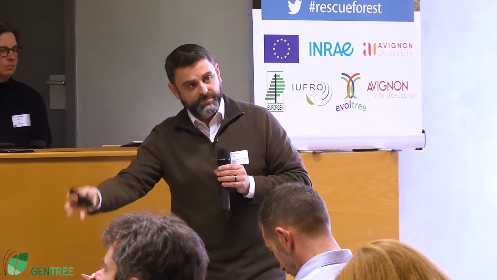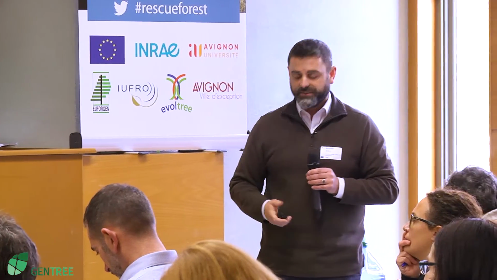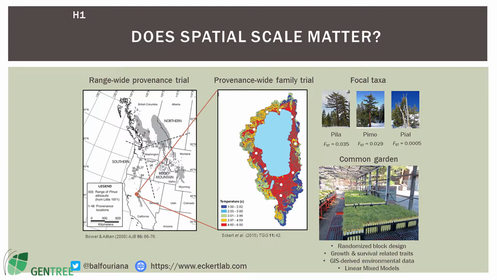We establish them in a common garden. We have many offspring per family, roughly 25 to 30, and we do the full quantitative genetic analysis. We did this for 3 species: sugar pine, western white pine, and white bark pine. They're stratified elevationally in this basin. Here's a picture of our common garden. In this common garden, we had a randomized block design.